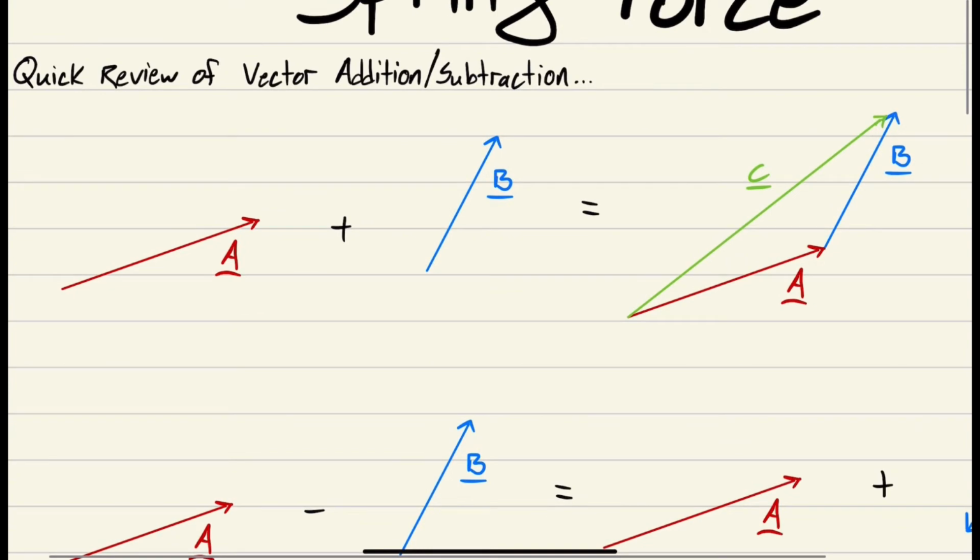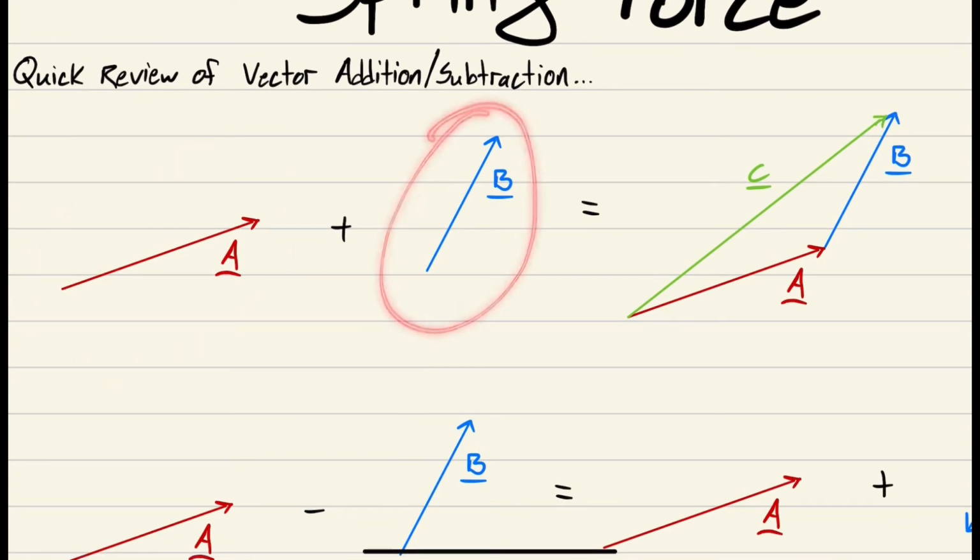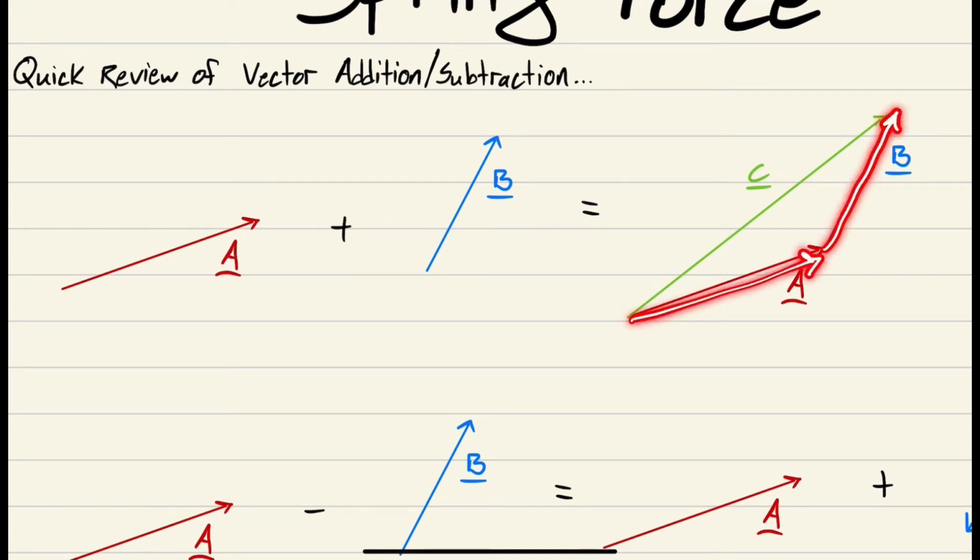So, say we have a vector A, and we're adding it to vector B. Well, then we can put the vectors tip to tail, A plus B, and that will give us our resultant C vector, C. And just a reminder, this is the tip of the vector, the endpoint, and this is the tail of the vector, the starting point.